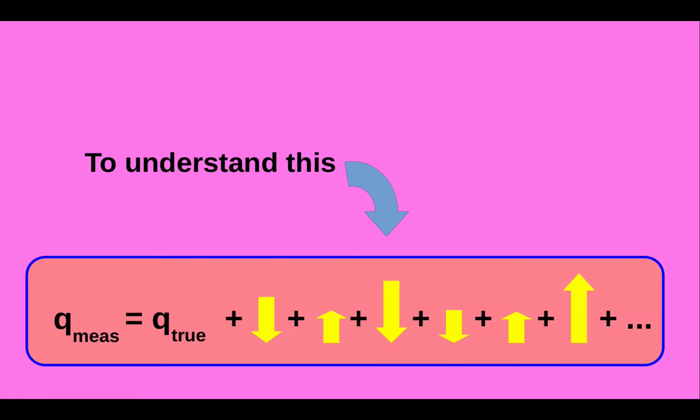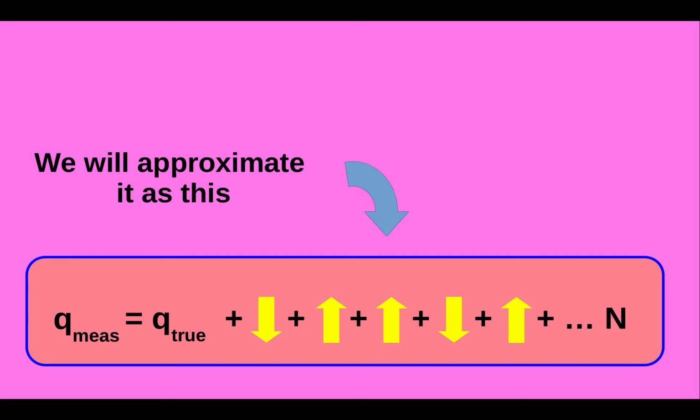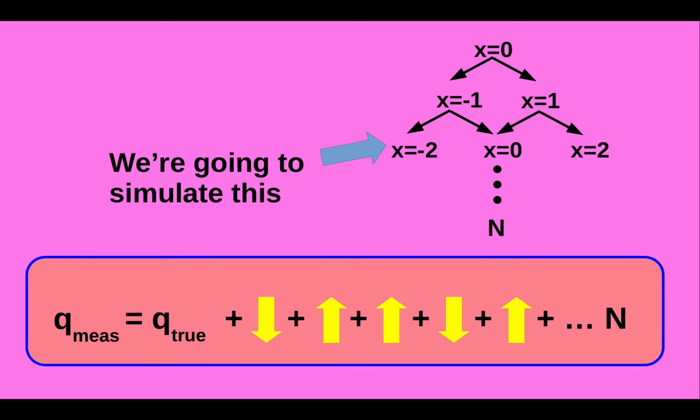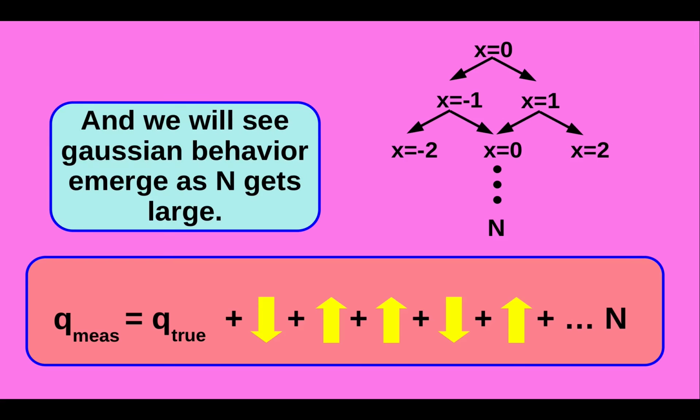In short, to understand the realistic situation where Q measured gets contributions from a bunch of error sources of different sizes and directions, we're approximating it as getting contributions from n error sources that are all of the same size, but randomly pushing Q measured higher or lower. And then, to model that, we're going to simulate an n-step random walk. When n is small, say 1 or 2 or 3, we won't see anything too enlightening. But when n gets large, we'll see Gaussian behavior emerge. And this will be our first step to understanding how Gaussian errors arise in real-world measurements.